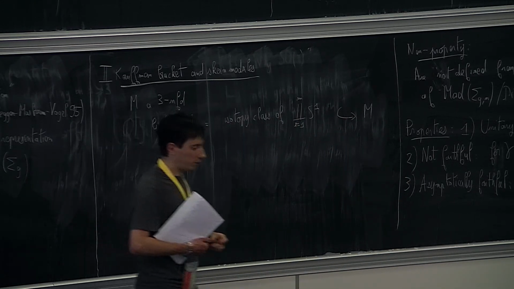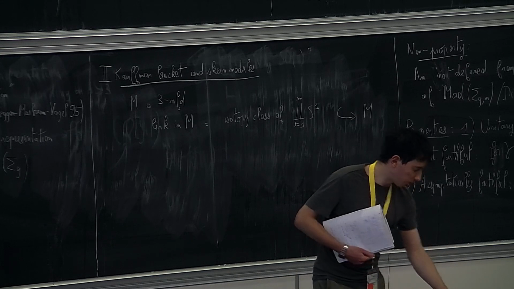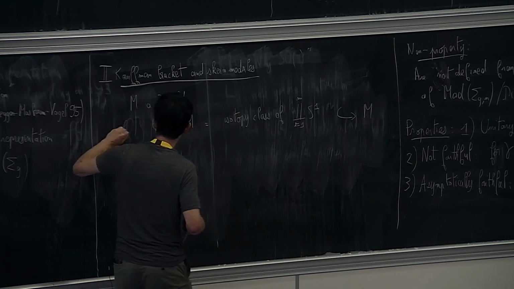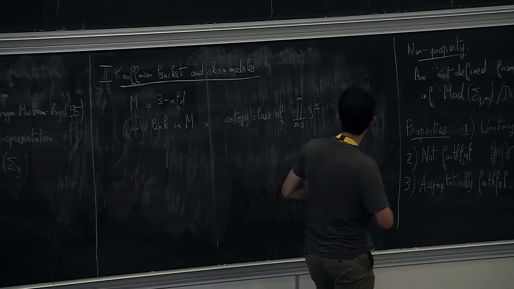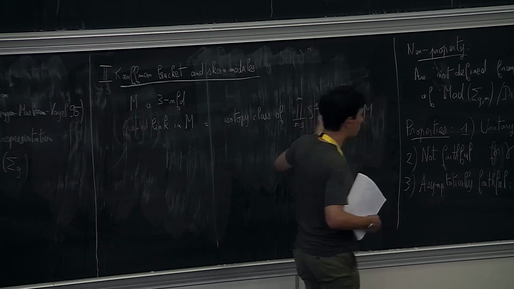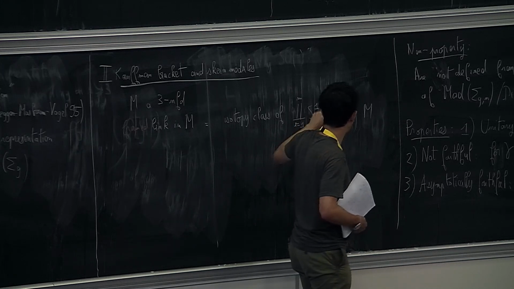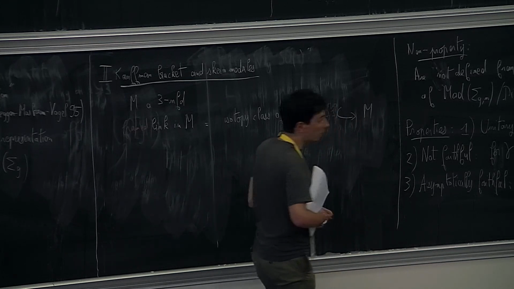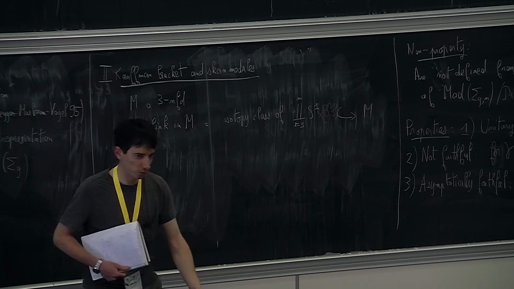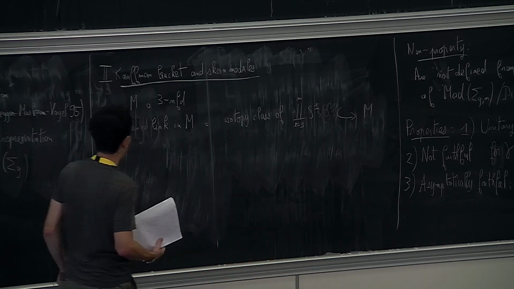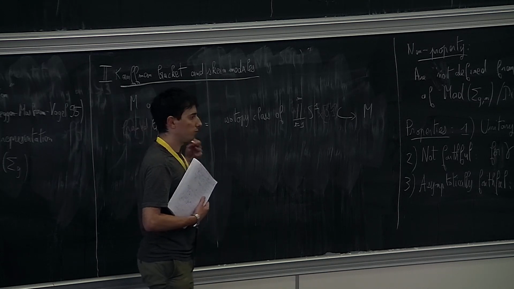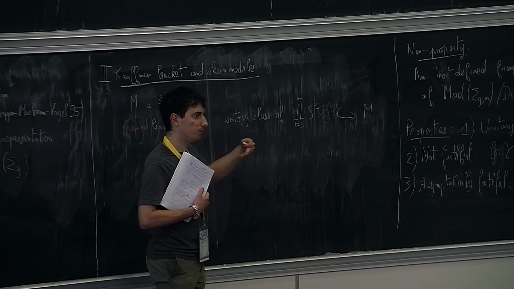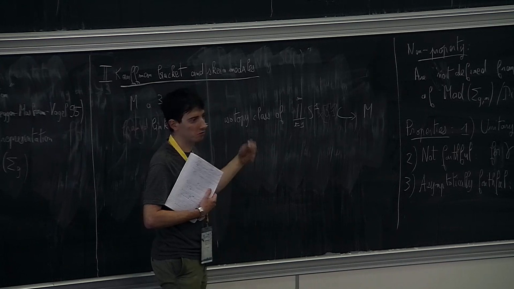And I also would like to talk about framed links in M, in which case I will thicken a little bit the component, and I will take an embedding of a disjoint union of annuli into M. An isotopy class will just mean that, well, if you have a homotopy of embeddings, then you consider it's the same thing.